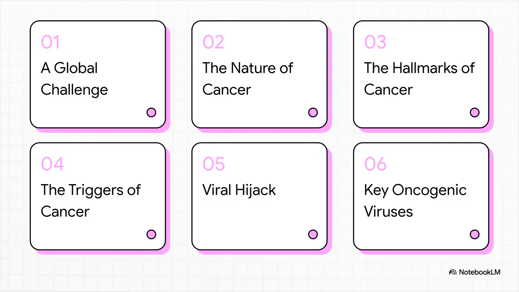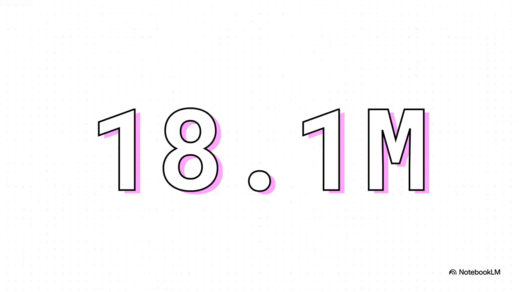So here's the game plan for our deep dive today. First, we'll tackle the global challenge to get a sense of the scale. Then we'll get right into the fundamental nature of a cancer cell. After that, we'll explore what are called the hallmarks of cancer, the things that make these cells so tough, and the triggers that start them down that path. From there, we're going to zero in on one crucial cause, viruses. And to wrap it all up, we'll open the case files on some of the most notorious cancer-causing viruses out there.